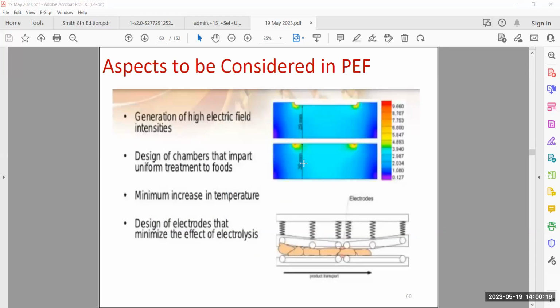Okay, so aspects to be considered, of course, the generation of high electric field intensity, and of course the design of chambers, the electrodes, the gaps of the electrodes, berapa jauh. Kalau semakin jauh, semakin kurang effectiveness. Semakin dekat semakin bagus, tapi sometimes menyebabkan makanan kita cepat oxidize, ataupun kadang ada bau, macam saya cakap tadi, bau hangus, caramelize.